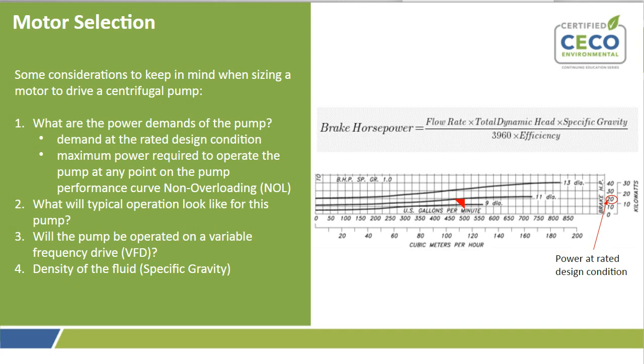As you can see by this formula here, for brake horsepower, specific gravity is on the top of this equation. So specific gravity of water is 1. So anything higher than 1, you're basically multiplying that for the brake horsepower. So if your specific gravity was 2, your brake horsepower would be twice as much as what it was for water. So very important, all these considerations for sizing a motor are important.